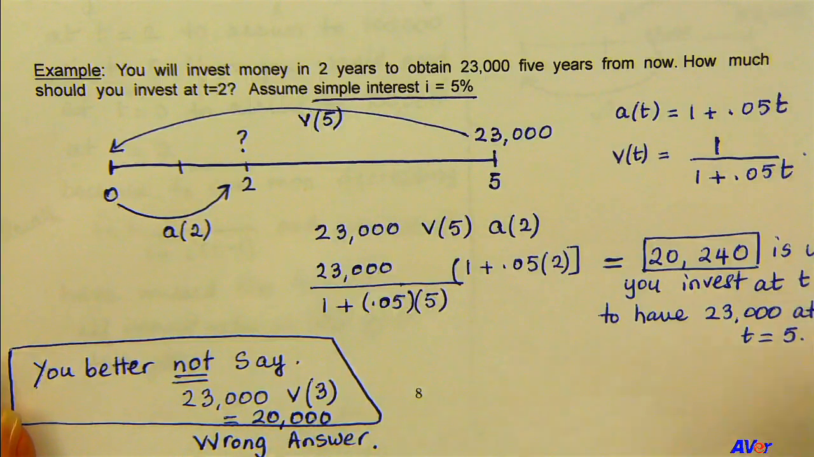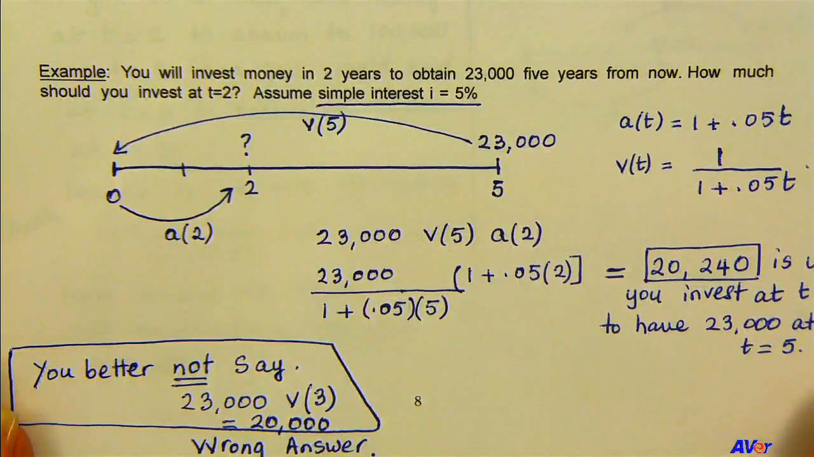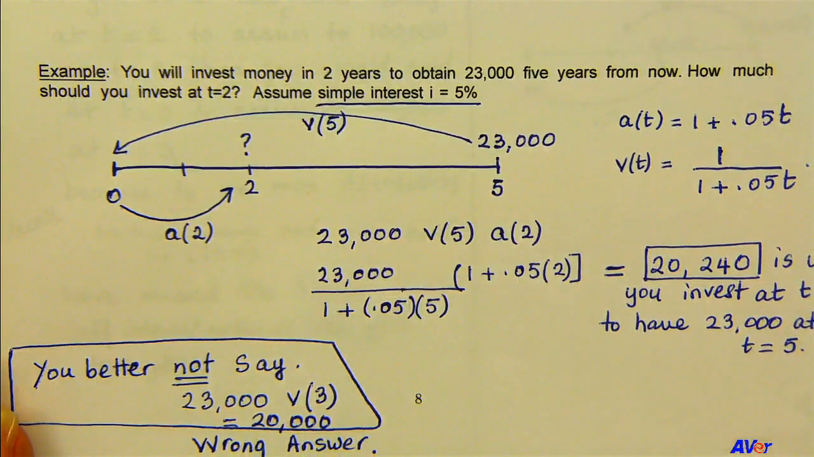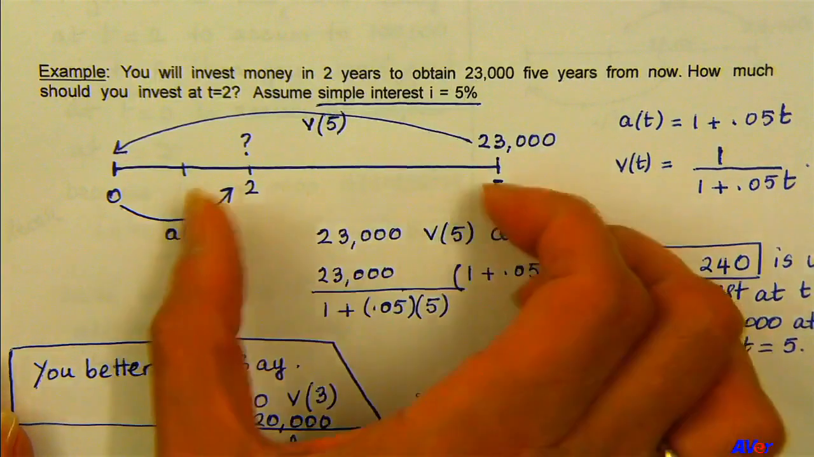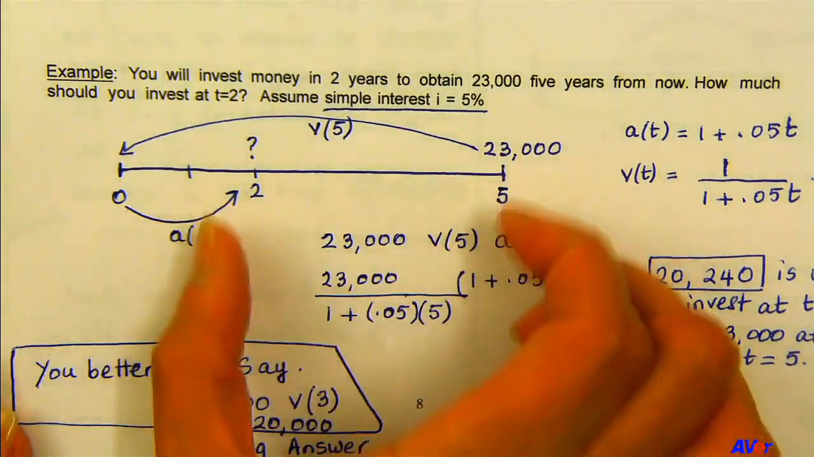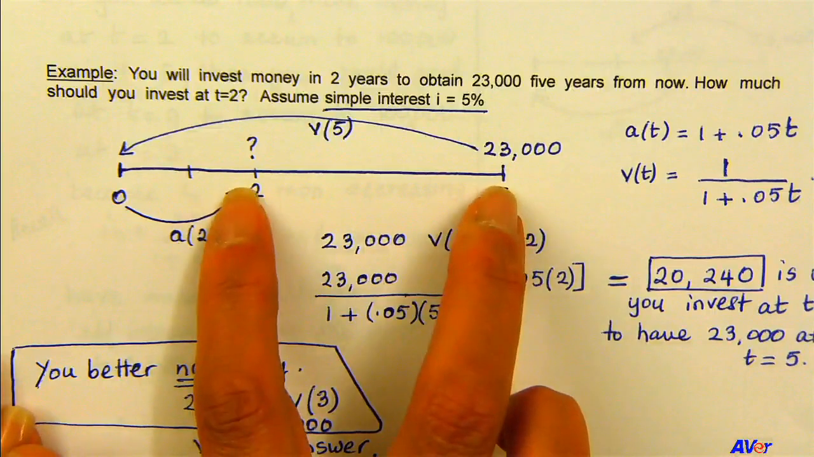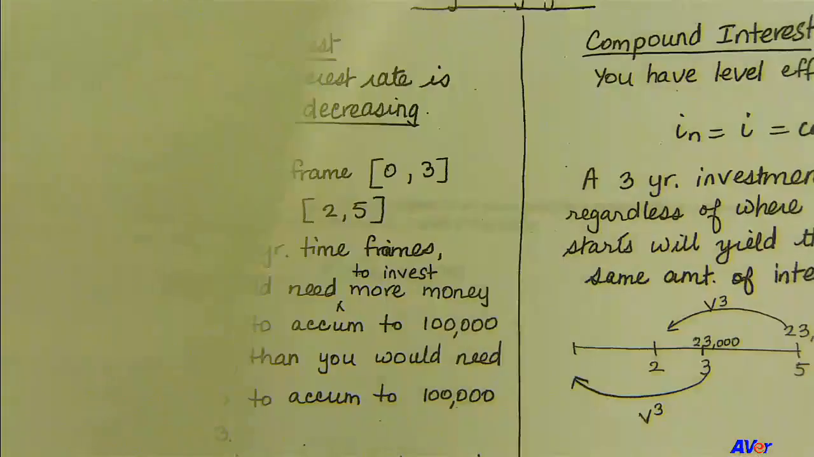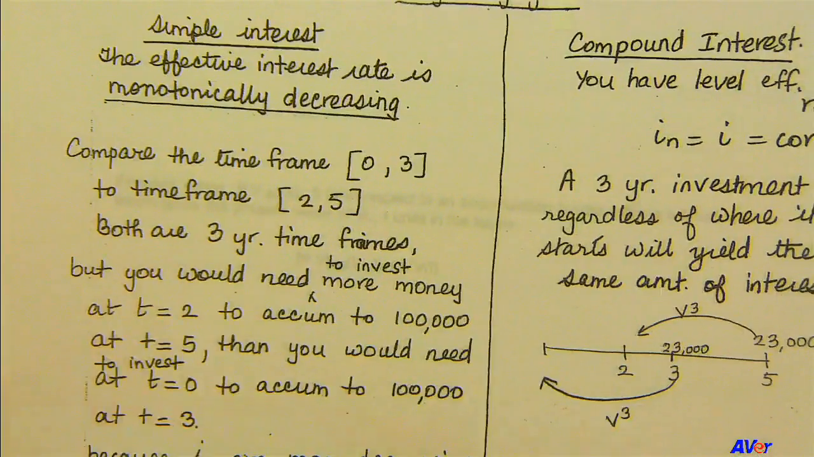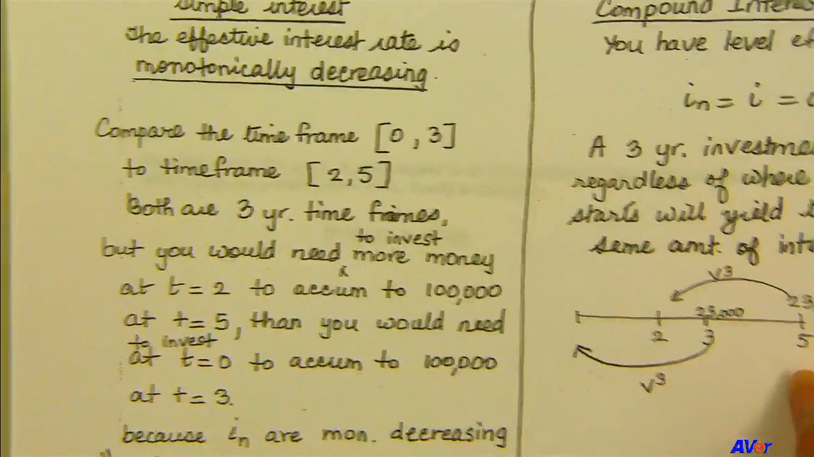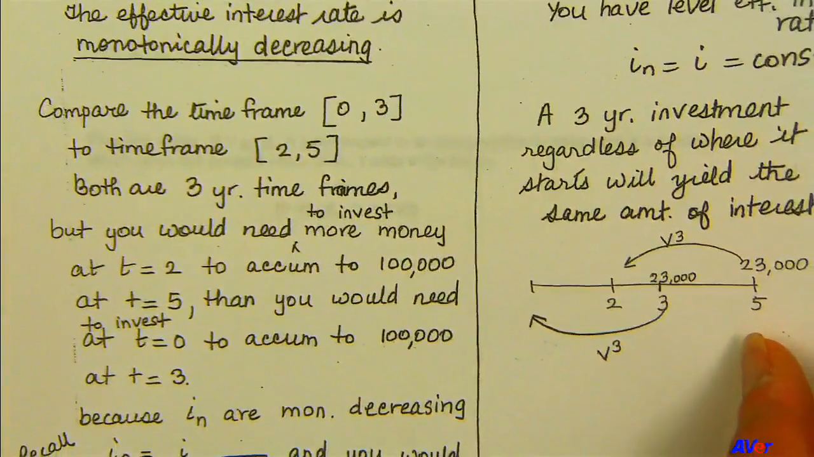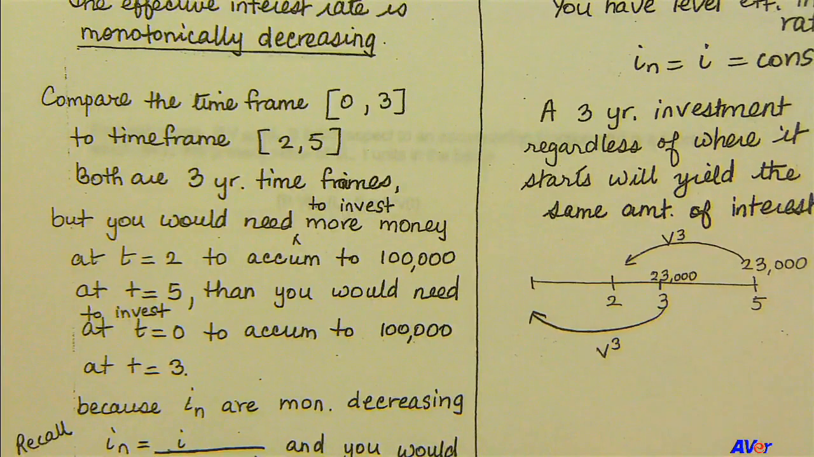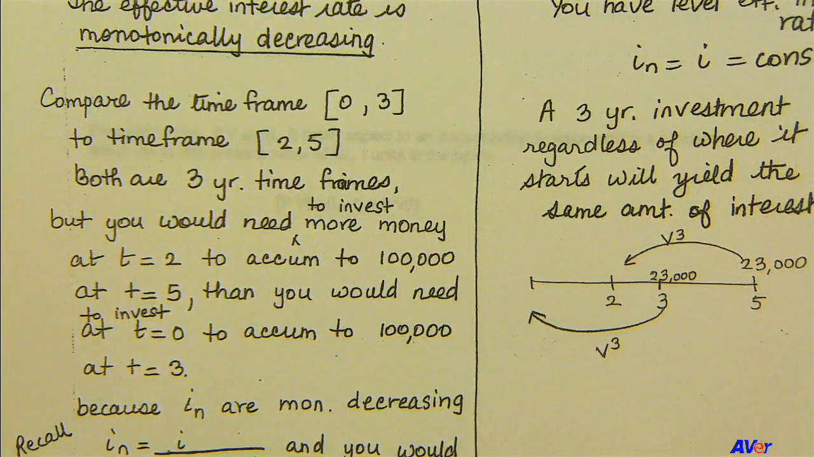So the effective interest rate for simple interest is decreasing, so as time goes on, the decreasing effective interest rate would apply to those years. And so it matters where the 3-year interval is, whether that interval is from here to here or from here to here. And that's where we ended last time. So this is just a little blurb describing that, and I will include that in your scan, okay?